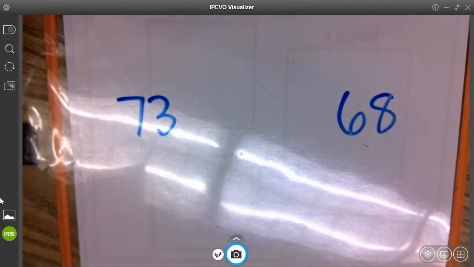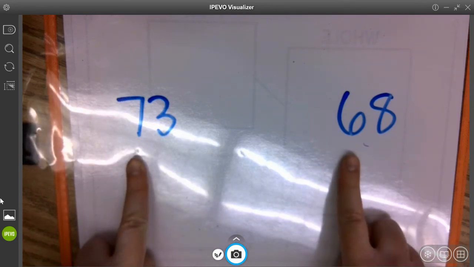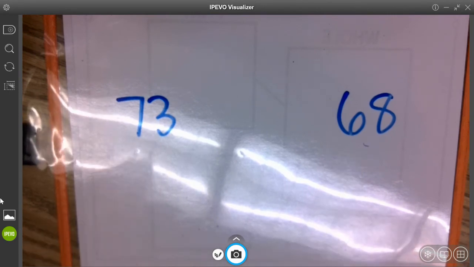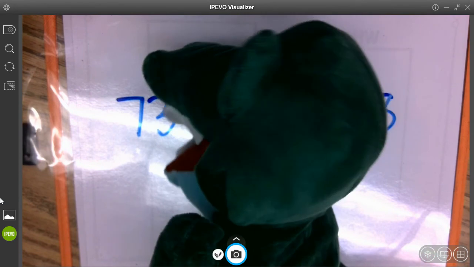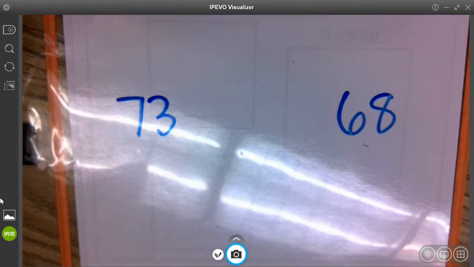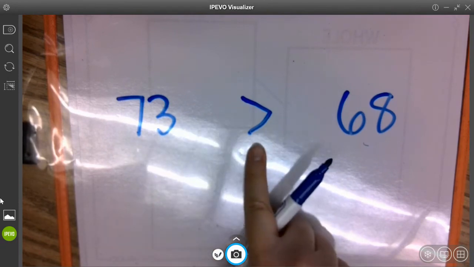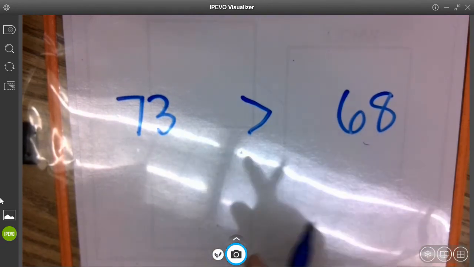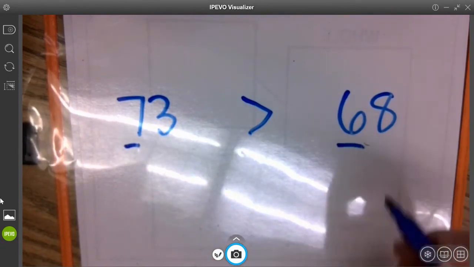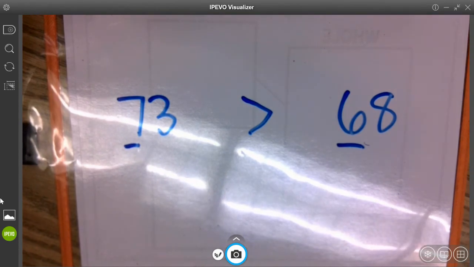Okay, 73 and 68. Which is the greater number? Where do we look first? We look at the tens. We have 7 tens. Here we have 6 tens. Which one's greater? 7. Okay, so our little crocodile, he's going to go eat those 7 tens, which means his mouth is open this way. 73 is greater than 68. And this time, it was the tens that gave us the answer.